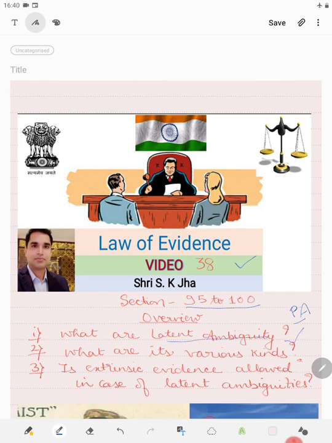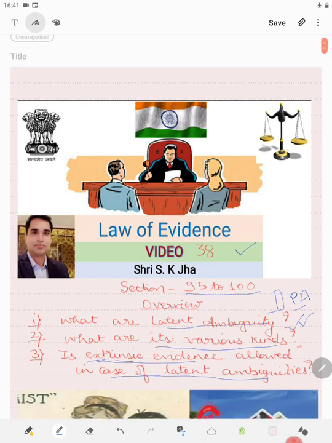To revise, we will just see again what is meant by latent ambiguity. Then what are its various kinds, those which are described under the Indian Evidence Act from section 95 to 98. And is extrinsic evidence allowed in case of latent ambiguity? So if a document contains a latent ambiguity, is it allowed to give extrinsic evidence or not?